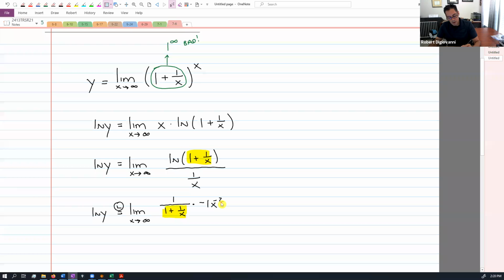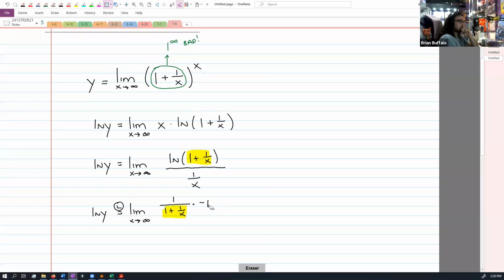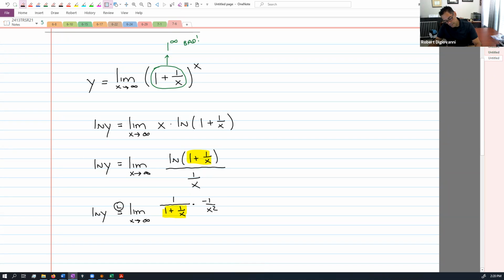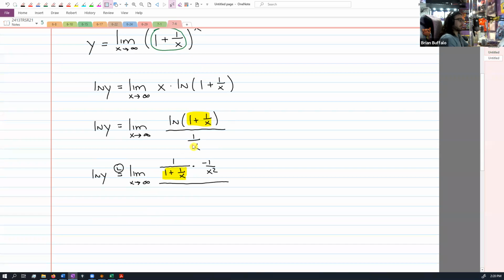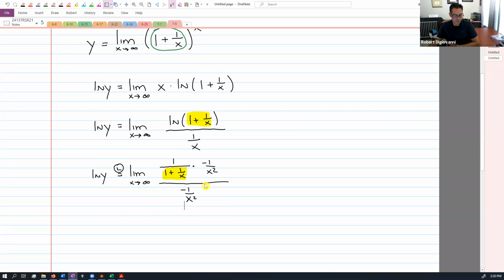Can I write that a different way? Is it all right if I write it as negative 1 over x squared? Yeah, that's fine. Okay, all of that is over what? The same thing as before, so the negative 1 x to the negative 2. Yeah, you could write it the same way, they're the same.